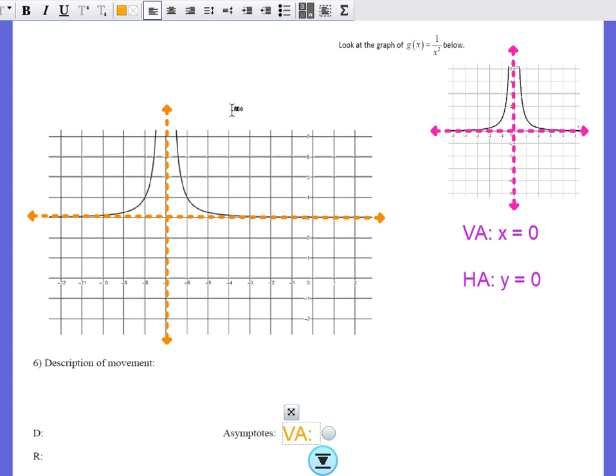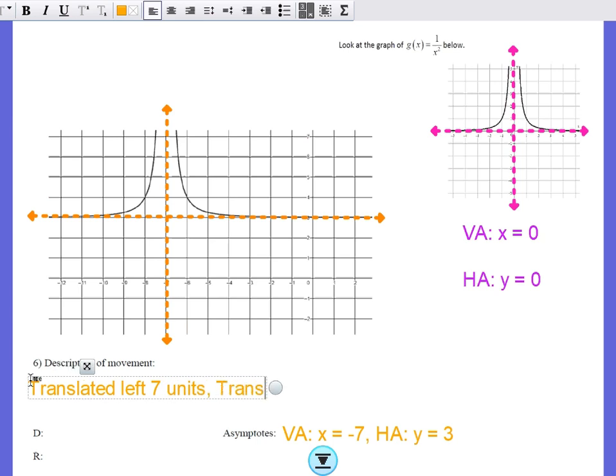that my vertical asymptote has now shifted and it is at x equals negative 7. And my horizontal asymptote has also shifted here and it is now at y equals 3. So my graph has been translated left 7 units and also translated up 3 units. And then for the domain here, it would be x does not equal negative 7. And then the range, again, all greater than the horizontal asymptote, so y is greater than 3.